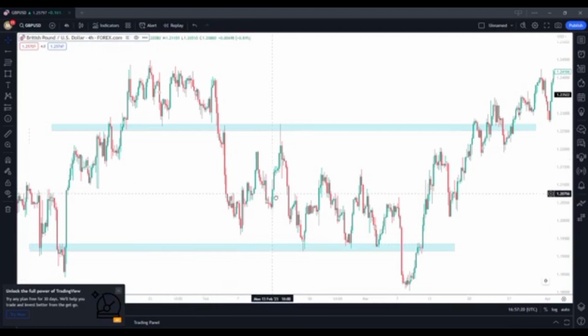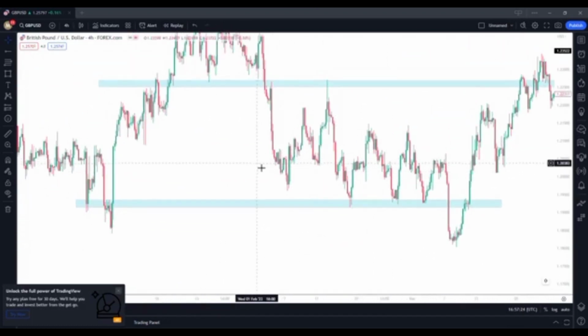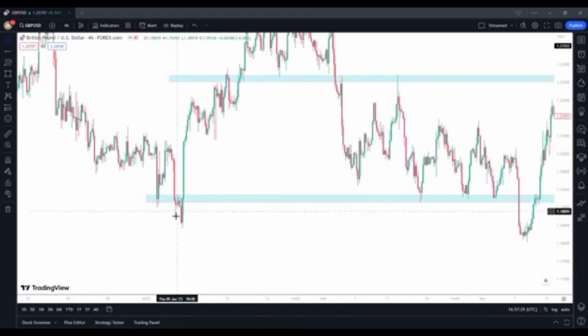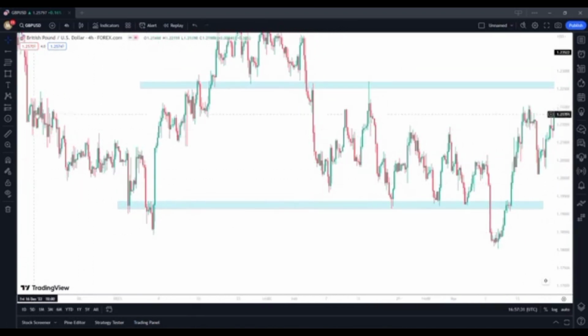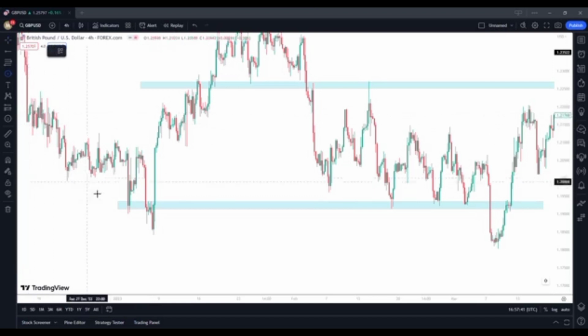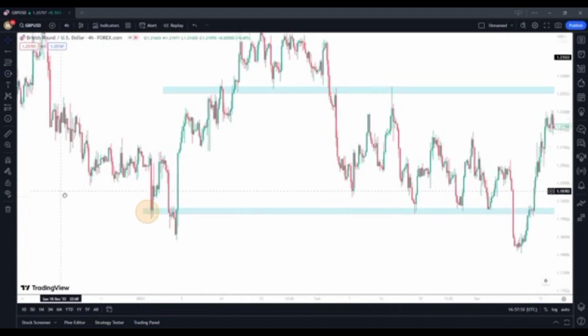So are we seeing the zones I'm drawing now? The top one is the resistance, the one below is the support. If you look at it very well, on this support we have several touches. We have 1, 2, 3, 4. Let me use a circle to show us. So this is where we have the first touch. I hope we are seeing it now.